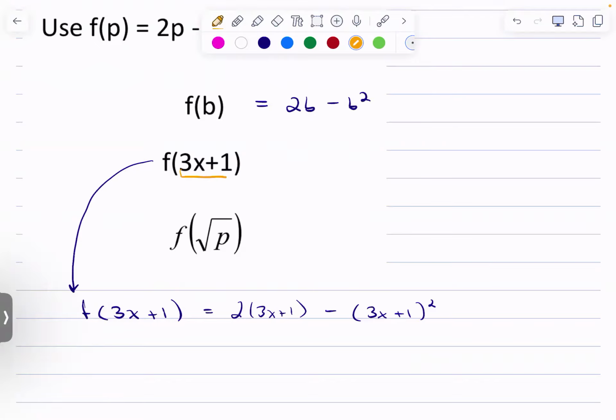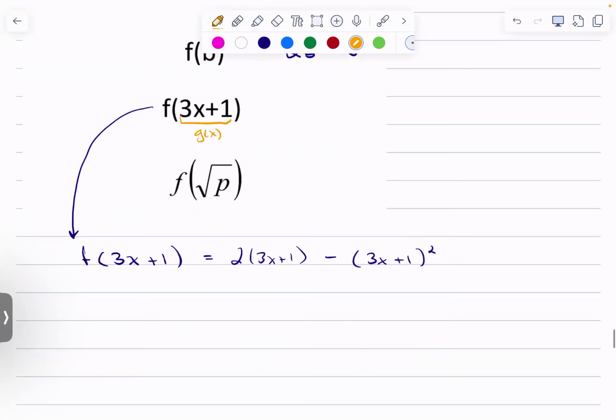We can call this g of x. If g of x is 3x plus 1, right? Really what I'm doing is I'm finding f of g of x. Right? We just haven't called it that before, but we've done it.